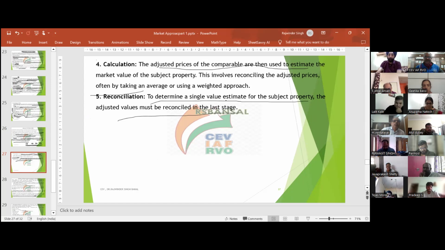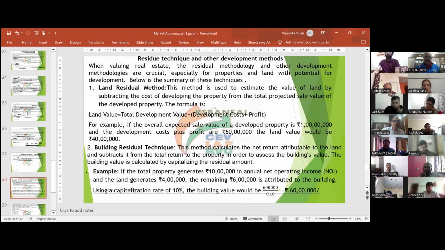All the valuers sitting here, all the senior valuers, might be doing the market approach and using the market approach to find the value of the land.